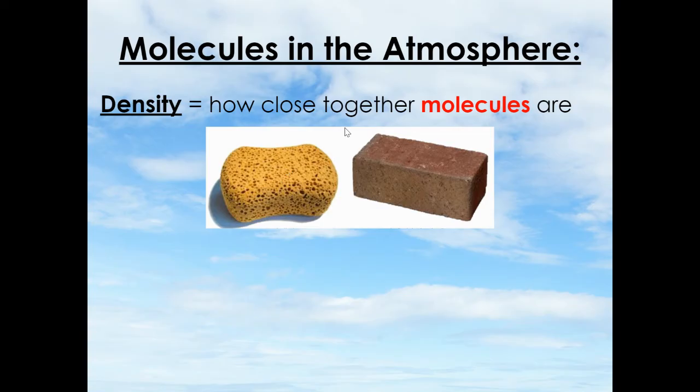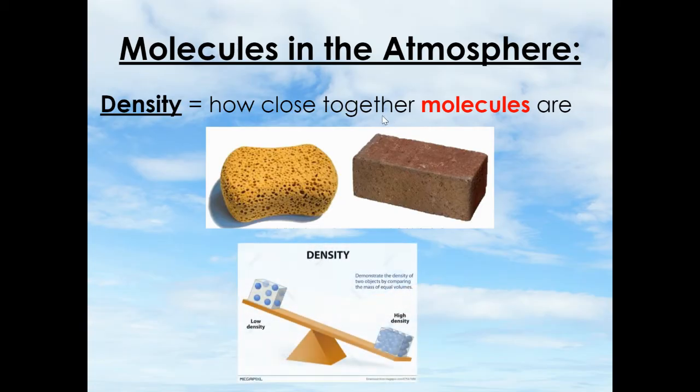Look at this sponge and this brick. They are roughly the same size. But if you've ever held either one of these, you know that the sponge is much lighter than the brick. And that is because of density, how tightly packed the molecules that make them are. There are many, many more molecules inside this brick than there are inside the sponge. So because there are fewer molecules, they're more spread out. They take up the same amount of space, but it's not as heavy.